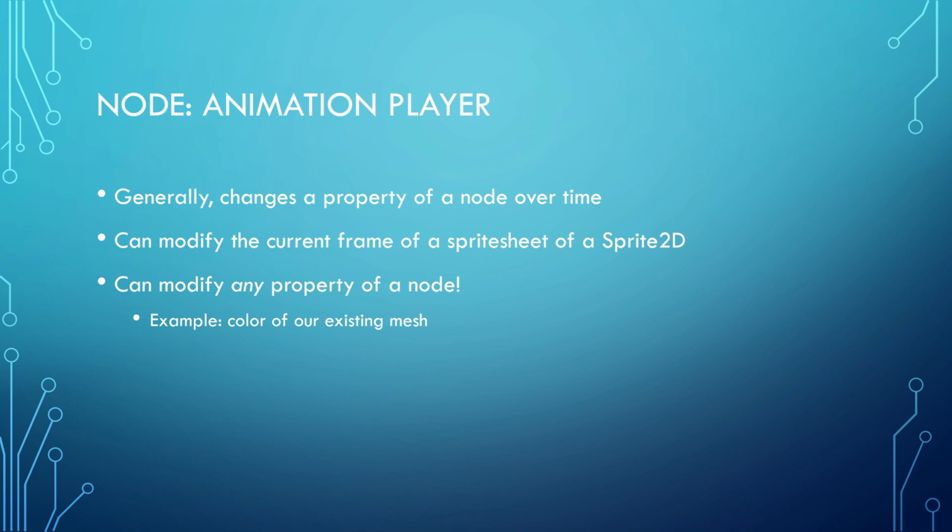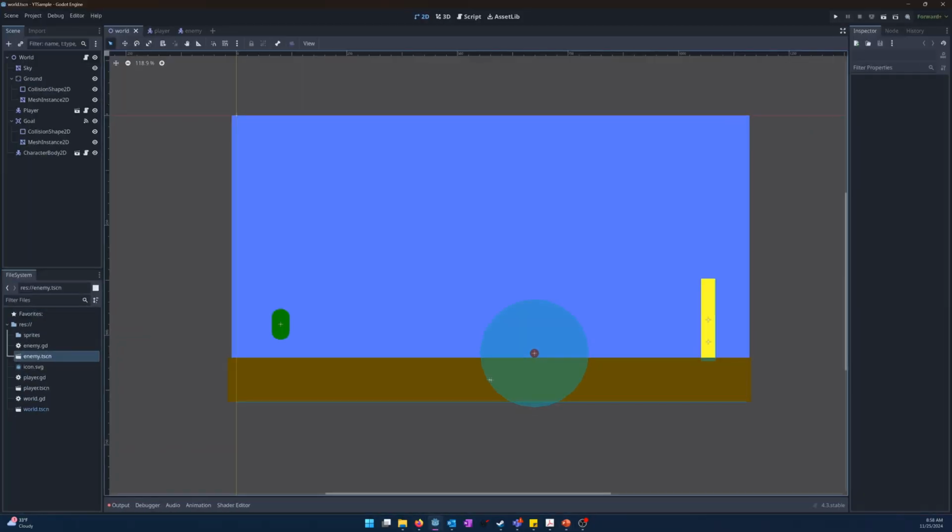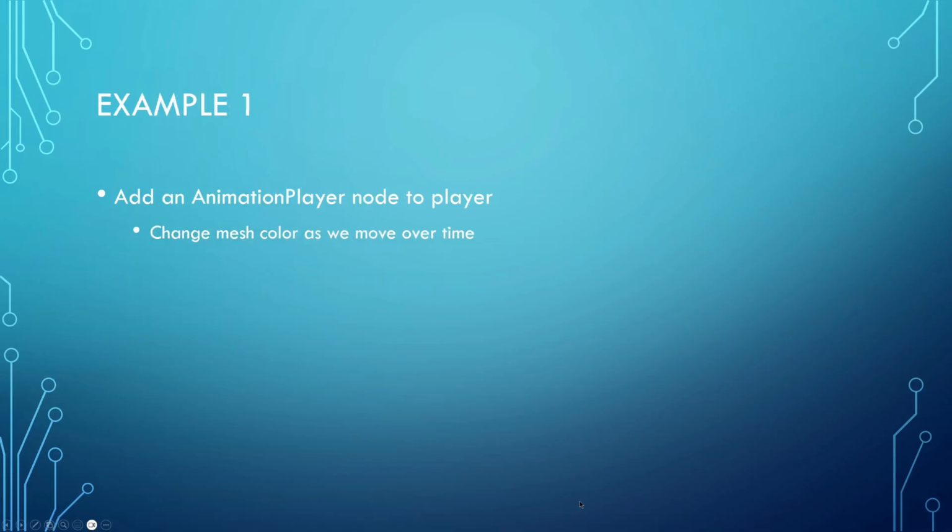So before we actually get started with the Node2D, let's take a look at what you can do with the AnimationPlayer node with just what we have in our player right now. So we're going to do a first example where we just add an animation node to the player and we just change the mesh color as we move over time.